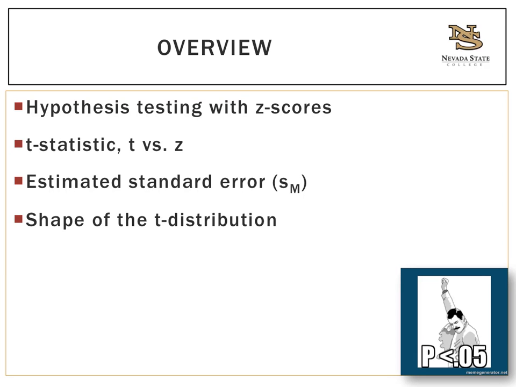Then I'll get into the shape of the T distribution, which is very similar to the shape of the Z distribution, but can change depending on the number of people that are in your sample. And I will describe what that means and how it affects your hypothesis testing in the lecture.